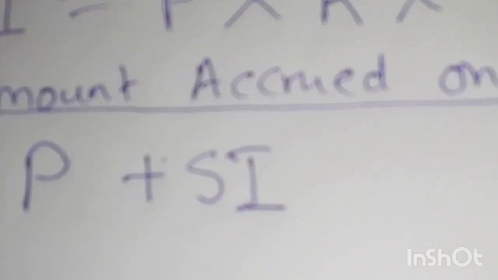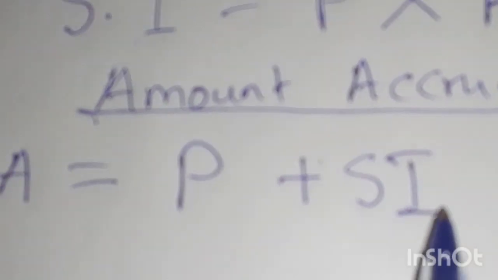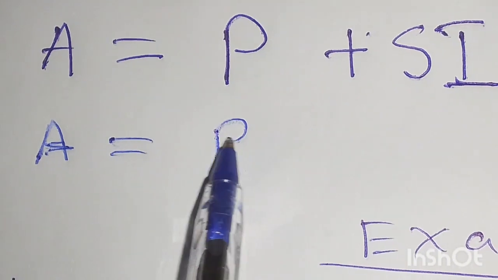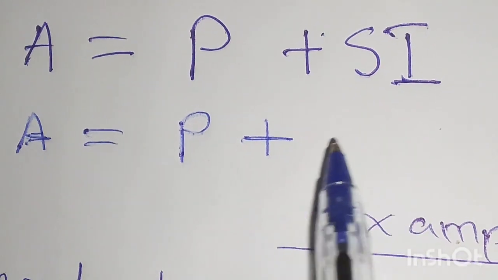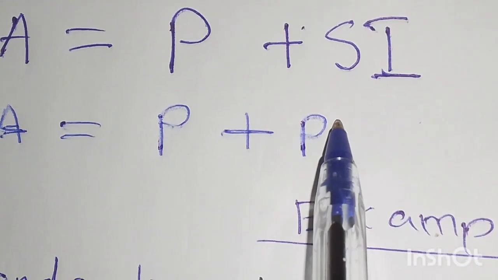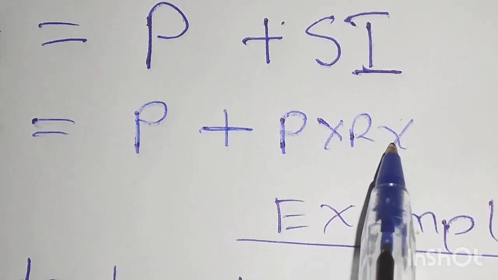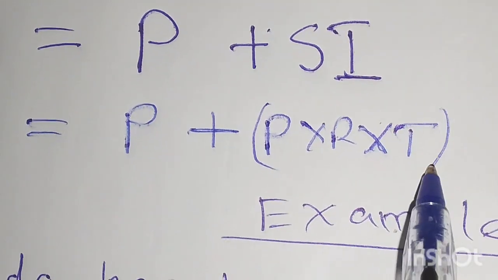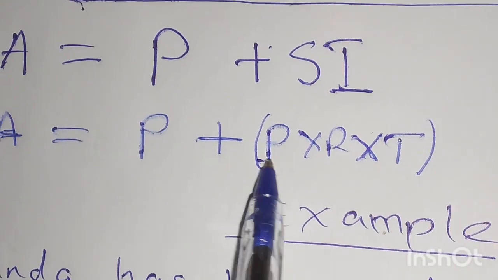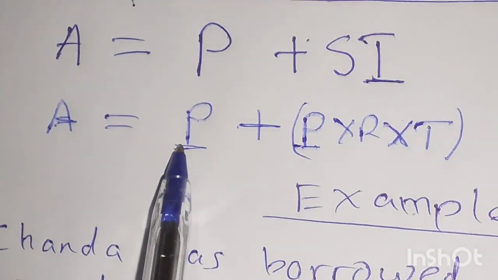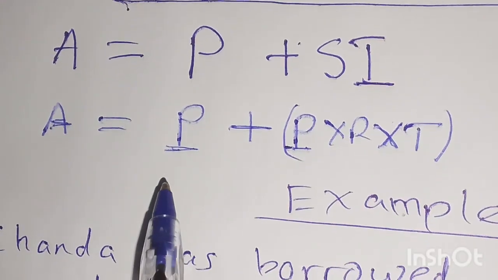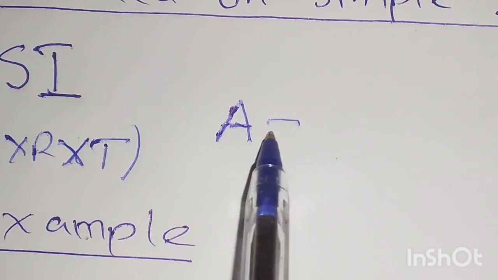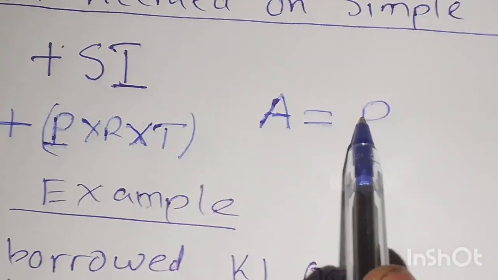So you know that the formula for simple interest is principal times rate times time. So accrued amount is equal to principal plus principal times rate times time. As you can see, here you have a P and here you have a P. So P is common, and you can factor out P. The formula will remain as accrued amount is equal to P outside.